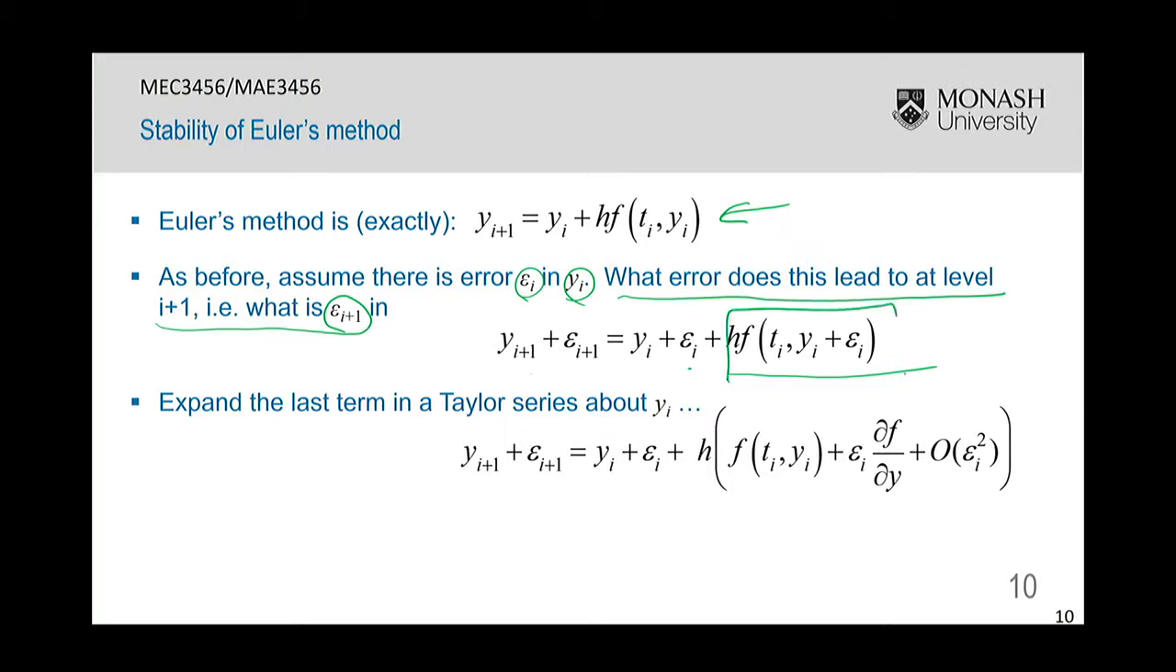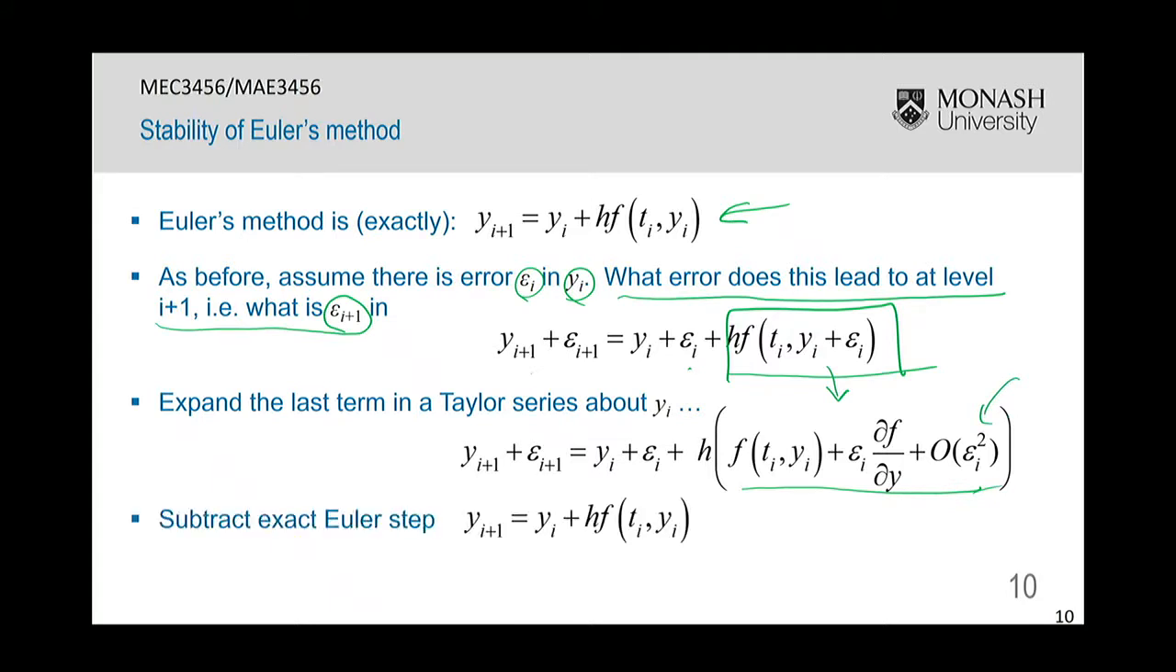Let's expand this last term here in a Taylor series about y_i. So this gives us this thing here: h times f(t_i, y_i) plus epsilon_i df/dy plus some higher order terms in the error. We subtract the exact Euler step, so I've just rewritten the exact Euler step here, so y_{i+1} minus y_{i+1} is 0. So we're going to be left with epsilon_{i+1} on the left hand side, y_i minus y_i is 0. We're going to be left with epsilon_i plus, that term will cancel with that term, epsilon_i df/dy.